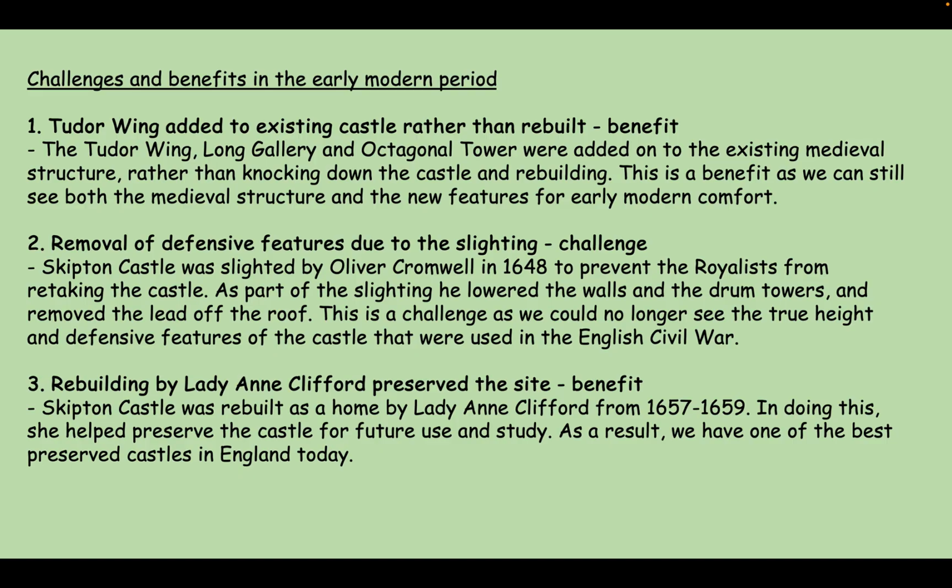There's a challenge though in terms of Skipton Castle in the early modern period, because many of those defensive features that were present during the Civil War were removed in Oliver Cromwell's slighting. So things like the thickened and heightened walls, the flat roofs, the cannons, all of these were either destroyed or melted down. So we can't actually see what Skipton looked like in the English Civil War. So that's a challenge to us.